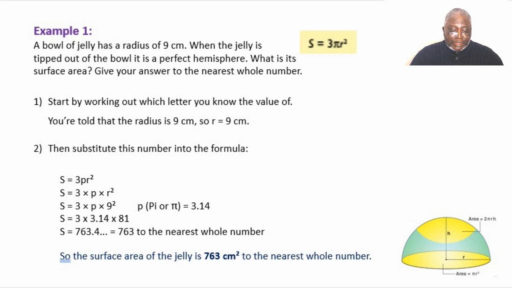So S equals 3 times 3.14 times 81. 81 is 9 squared, 9 times 9 is 81. And your answer is 763.4, but you have to round it, so it's 763 to the nearest whole number. So the surface area of the jelly is 763 centimeters squared.